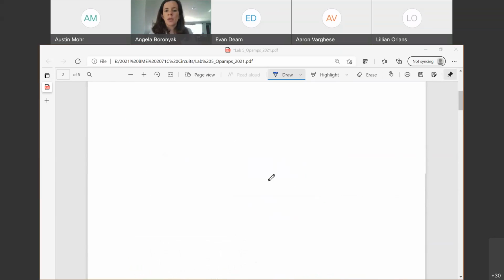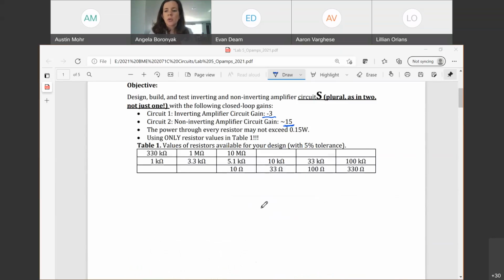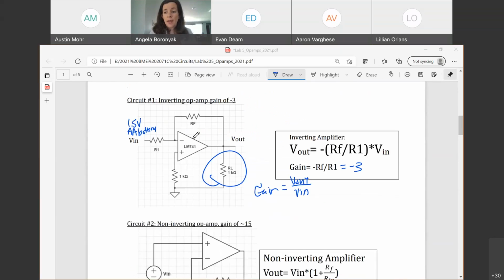We have to do this with only the values of resistors given in this table. So you might need resistors in series or in parallel. Remember, resistors in series add. In parallel, if I use all the same resistance value, then my equivalent resistance is just divided by the number of resistors that I used. So if I use 2 resistors and each of them are a value of X, then my equivalent would be X over 2. If I have 4 resistors, it would be X over 4 if they're all the same value. That can help with designing what you want RF and R1 to be.